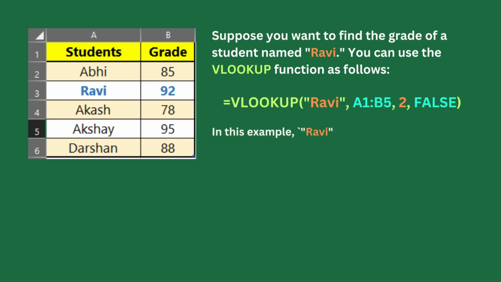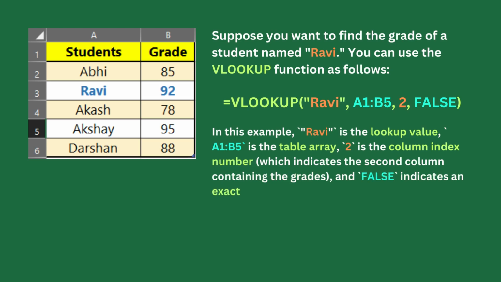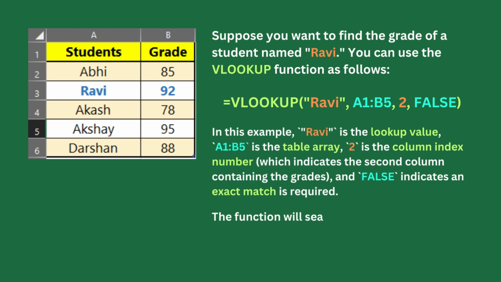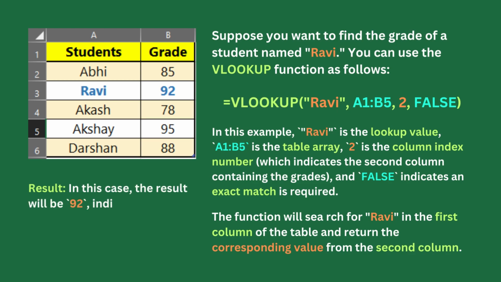In this example, Ravi is the lookup value, A1:B5 is the table array, 2 is the column index number, which indicates the second column containing the grades, and false indicates an exact match is required. The function will search for Ravi in the first column of the table and return the corresponding value from the second column. In this case, the result will be 92, indicating Ravi's grade.